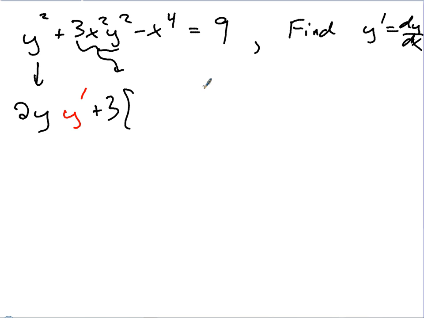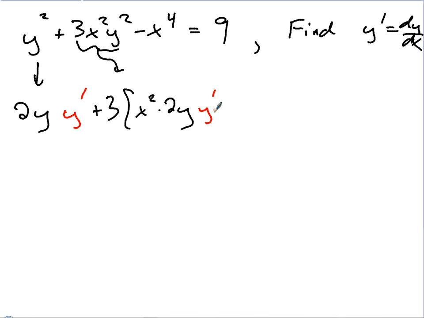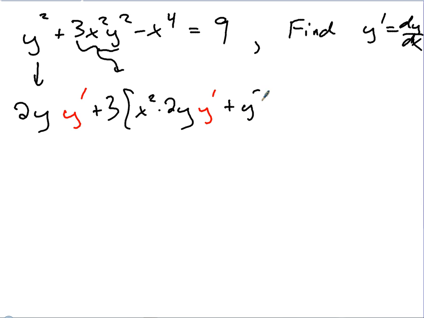Okay, and then I've got a product rule, don't I? So what's that going to give me? If I do first times the derivative of the second, I'm going to get x squared, and then the derivative of y squared. We just did that, right? Wasn't that just 2y prime? Okay, plus the second times the derivative of the first. And what's the derivative of x squared with respect to x? Just 2x, right? The dx we wouldn't even bother writing. Just 2x.